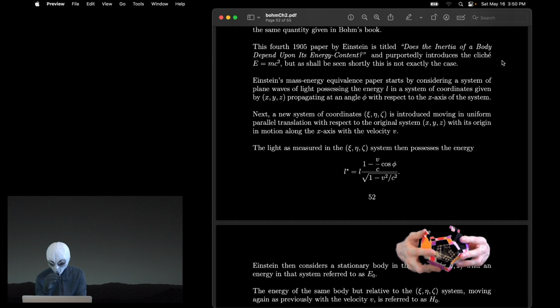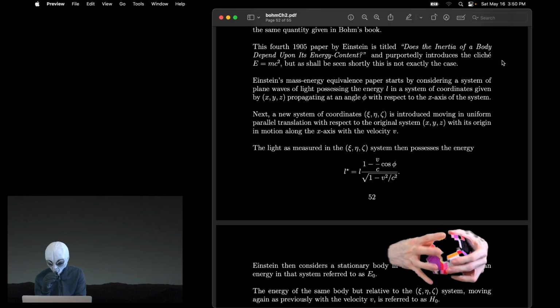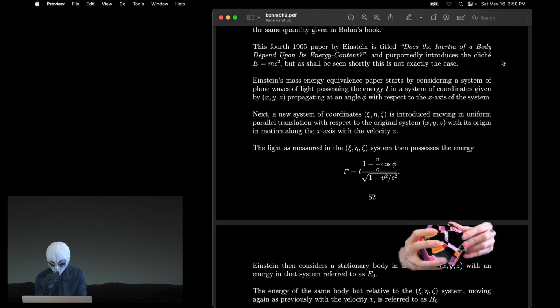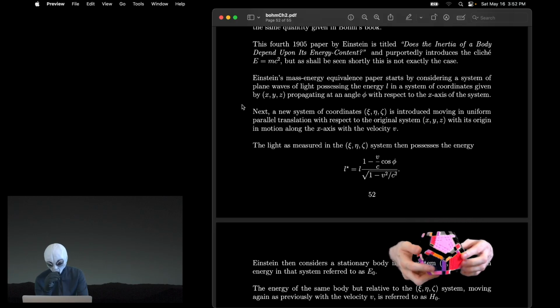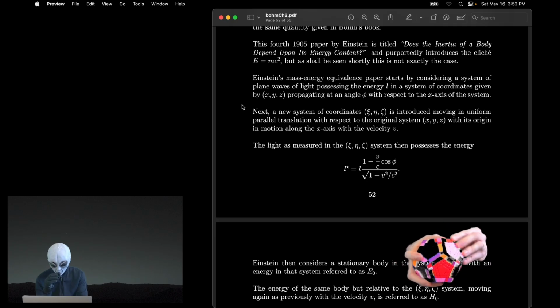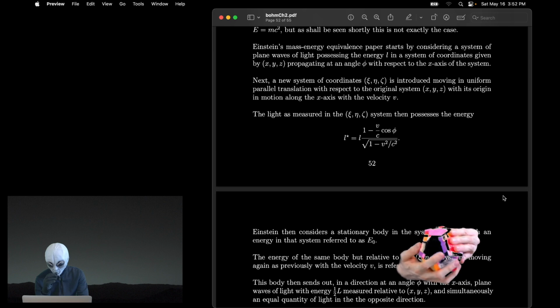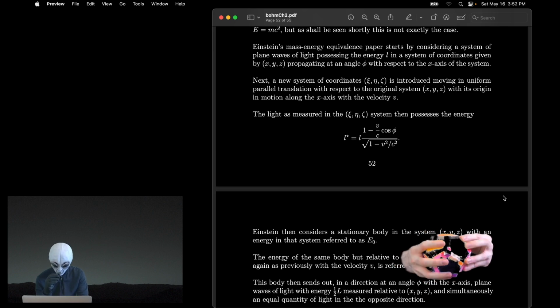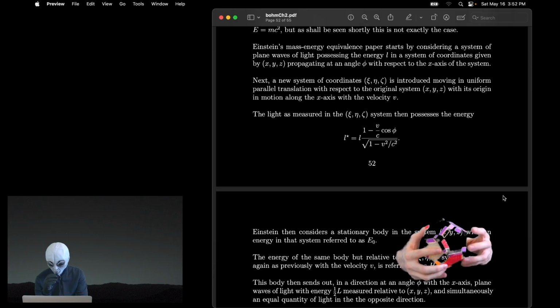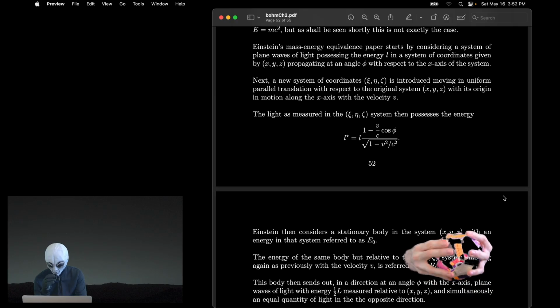Einstein's mass energy equivalence paper starts by considering a system of plane waves of light possessing energy lowercase l in a system of coordinates given by x, y, z, propagating at an angle phi with respect to the x-axis of the system. Next, a new system of coordinates xi, eta, and zeta is introduced, moving in a uniform parallel translation with respect to the original system xyz with its origin in motion along the x-axis with the velocity lowercase v. The light as measured in the xi, eta, zeta system then possesses the energy lowercase l star equals lowercase l times a fraction with the numerator of 1 minus lowercase v over lowercase c, then times the cosine of phi all over a denominator of the square root of 1 minus lowercase v squared over lowercase c squared.